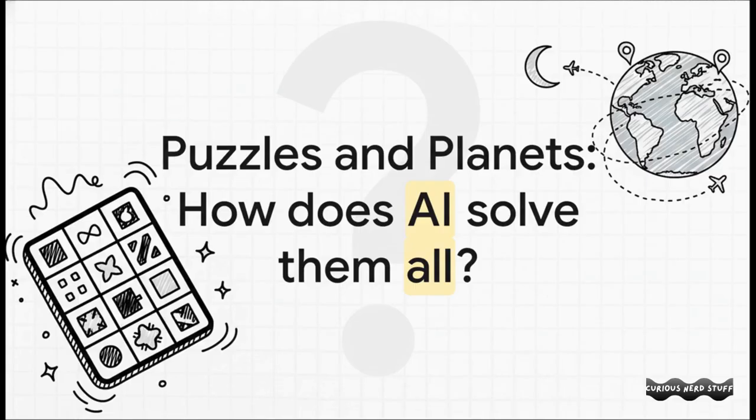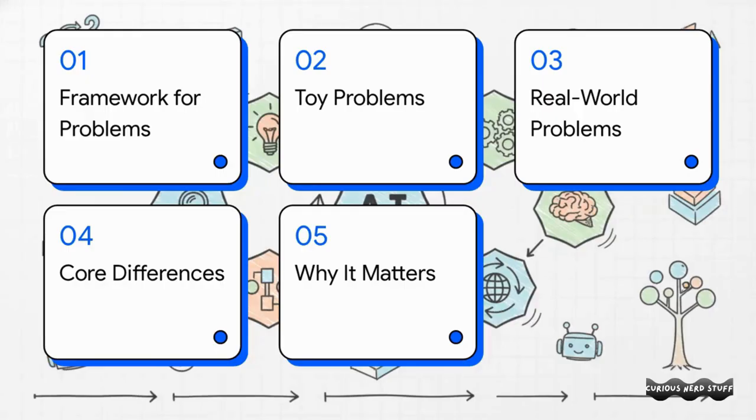How on earth can the exact same AI principles that figure out a little sliding puzzle also plan out a super complex, multi-stop flight itinerary across the globe? It seems impossible, right? But the answer is actually surprisingly elegant. To get to that answer, here's the roadmap we're going to follow.